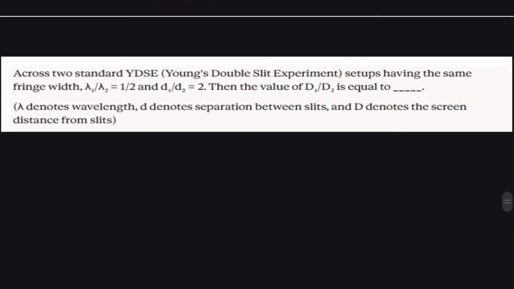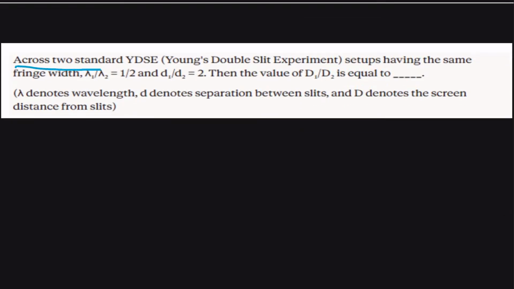It states that across two standard YDSE, that is Young's double slit experiment, setups having the same fringe width, lambda 1 by lambda 2 is 1 by 2, small d1 by d2 is 2. Then the value of capital D1 by D2 is equal to. So this is our normal YDSE. So this distance is given as our capital D, and the distance between the slits is our small d, and our fringe width is our beta.